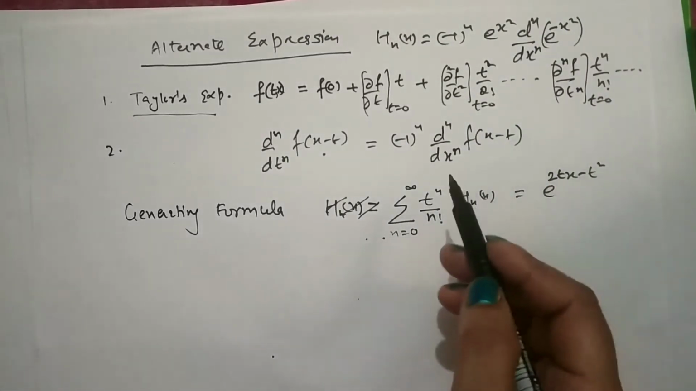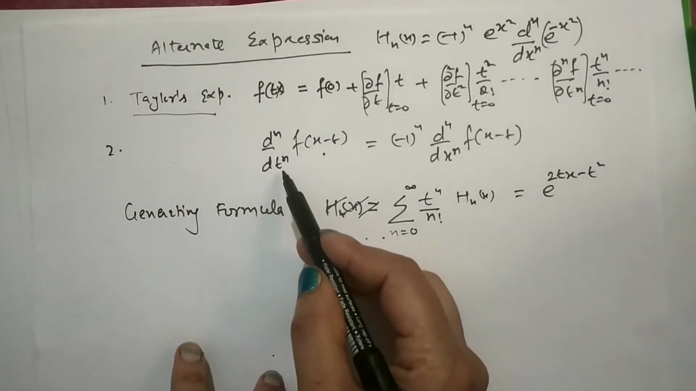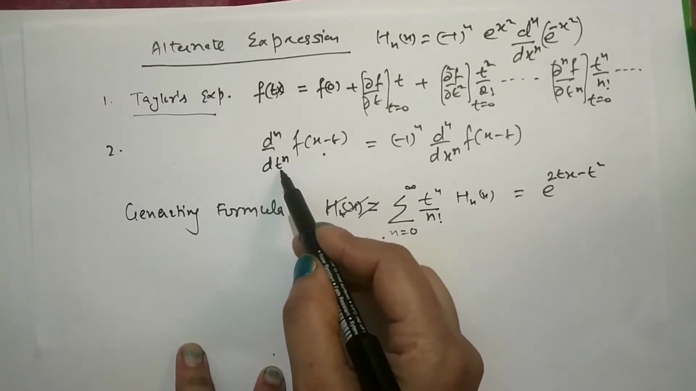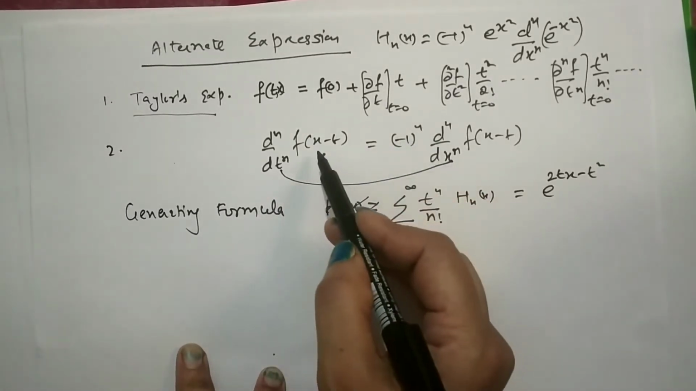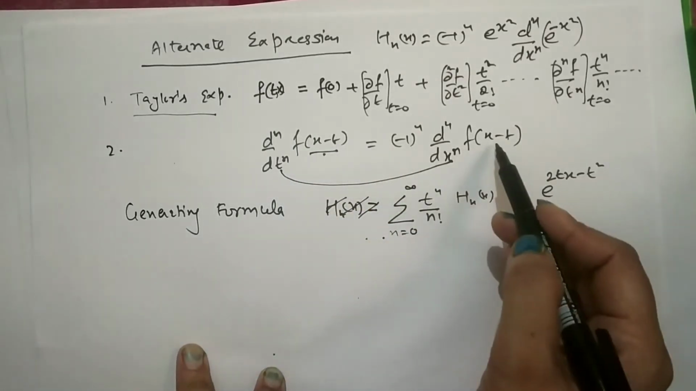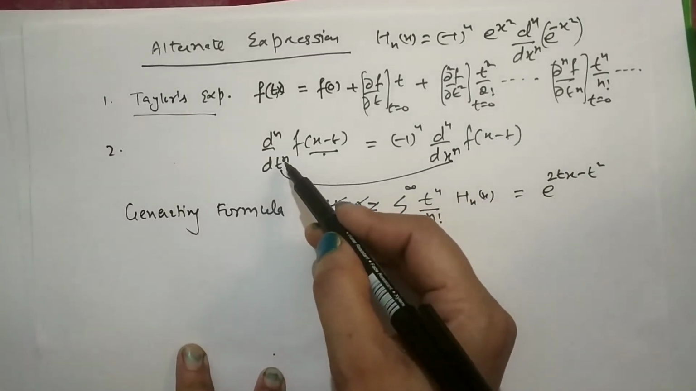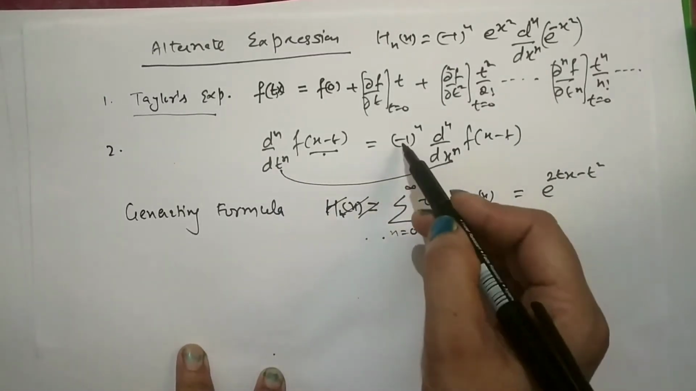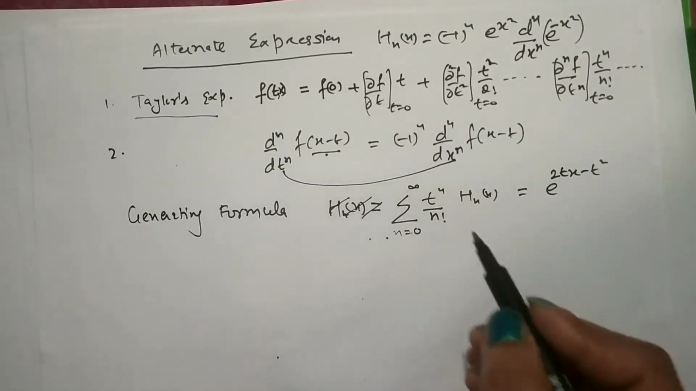The second important result that we will use in this proof is, while we change the derivative with respect to t to with respect to x, we will put minus 1 raised to power n if the function is of this type. If the function contains x minus t, you can just change the variable t to x, just putting minus 1 raised to power n around. So these are the two important results that we are going to use.